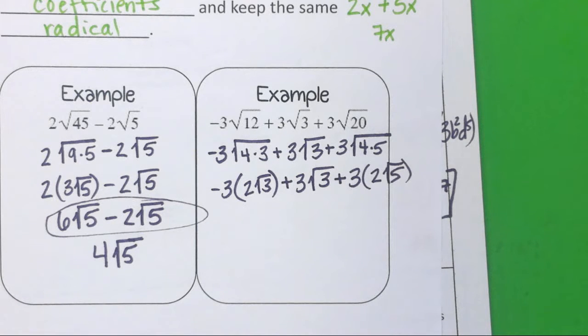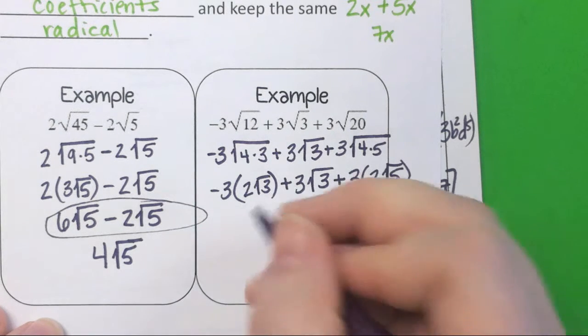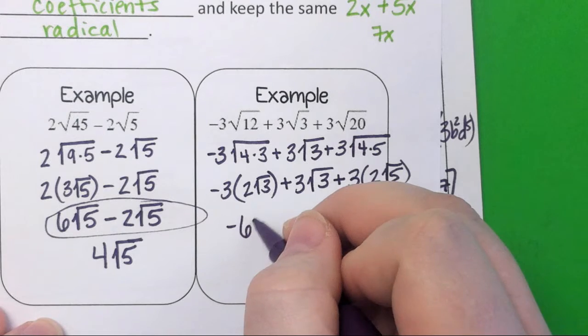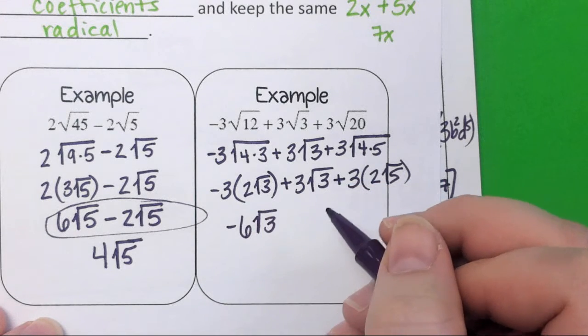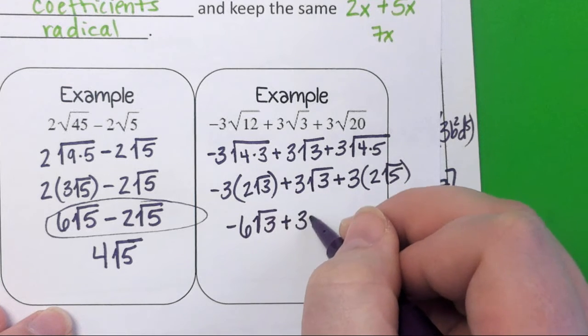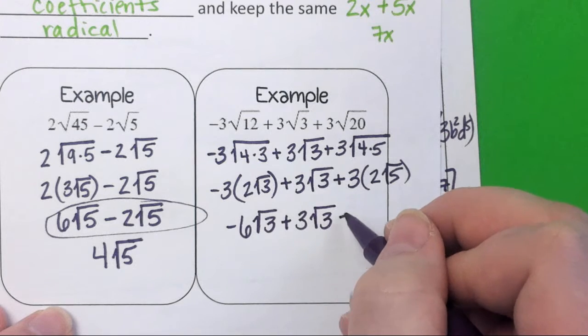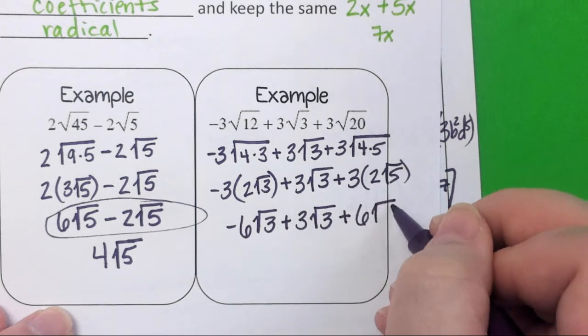Okay, so on my next line, what should I write? Negative 6 square root of 3. And then what else? Plus 3 square root of 3. And then what else? Plus 6 square root of 5.